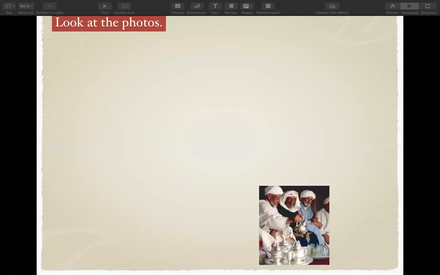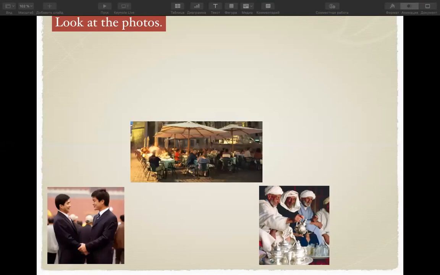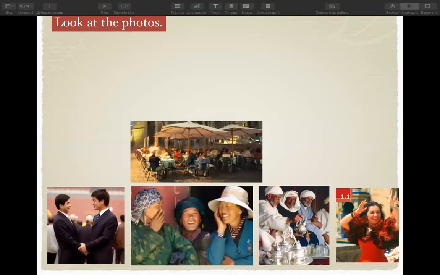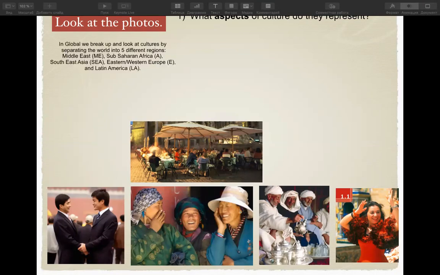Look at the photos. Okay, they are quite different. What aspects of culture do they represent? Какие аспекты культуры они представляют? First, let's find out. Давайте с вами выясним, какие у нас есть культуры.